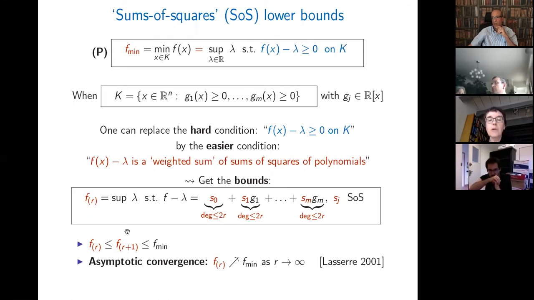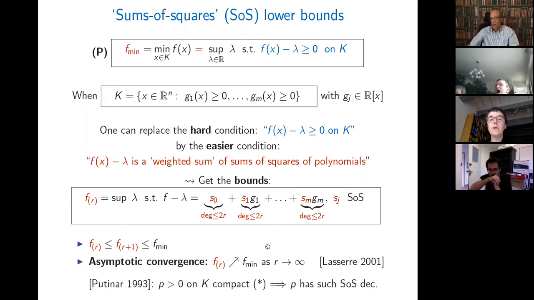And the nice property is that these bounds converge asymptotically to the minimum of f over the set K, when you let the degree r tend to infinity. So this result holds under a condition on K. It should be compact. So throughout the talk, the set K will be compact. And plus one small additional condition, which is a so-called Archimedean condition, which, for instance, you may just think that, okay, the set K is compact, so it contains a ball, and let's just take the equation of a ball which encloses the set K, and we put it explicitly in the description of the set K. So it's a very minor condition, which essentially says the set K is compact.